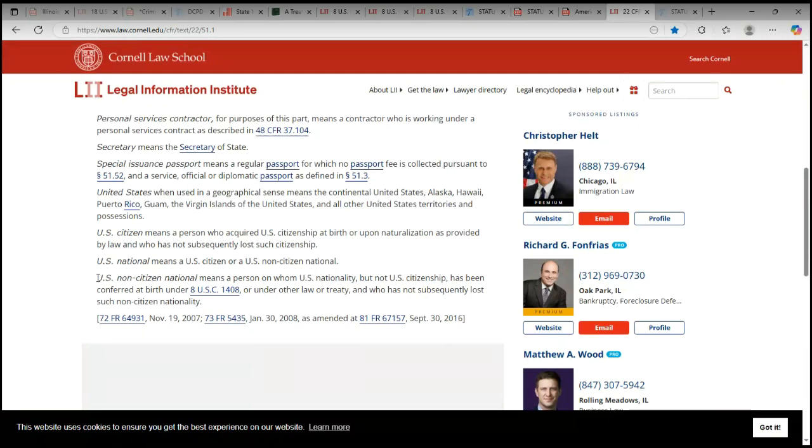It says it means a person on whom U.S. nationality but not U.S. citizenship has been conferred at birth. Under what section did they just say? Section 8 U.S.C. 1408. Or under law or treaty. The law would be the territorial law of that territory. The treaty is, of course, the thing that Congress makes between that foreign nation and itself.